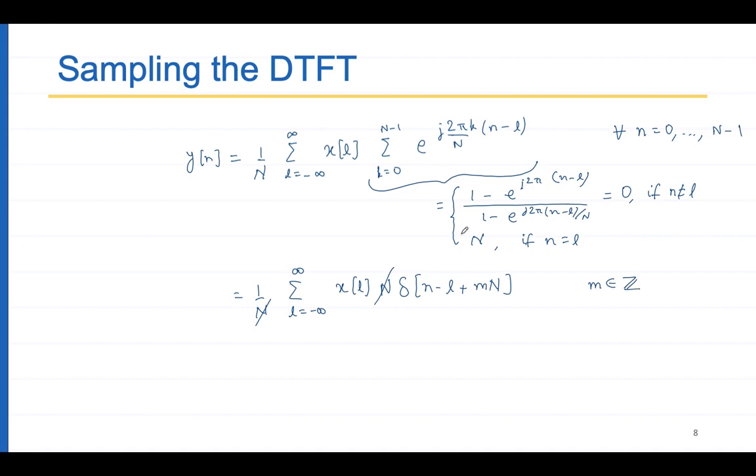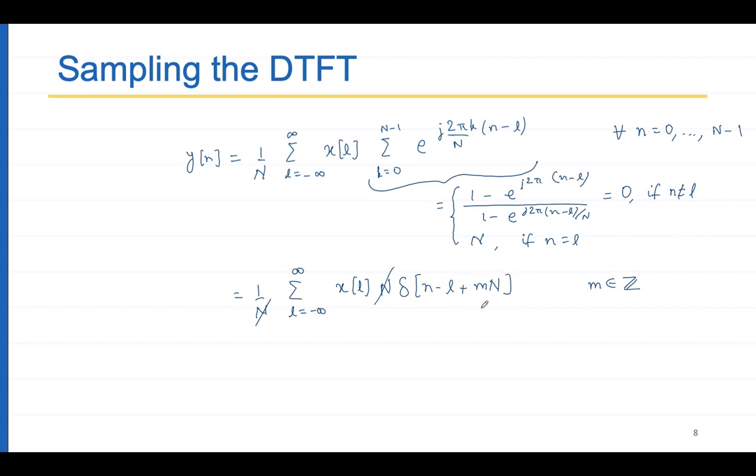In other words, I can say this whole thing is given by delta of n minus L times capital N, right? And you know that this thing is repeating because this whole thing is defined only for the values of small n which are between 0 to capital N minus 1. But if I have to repeat it over other values of small n, then I get n minus L plus mN. So it is repeating at an interval of capital N, right?